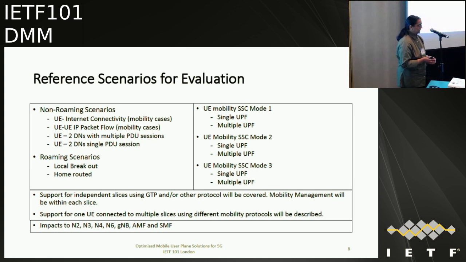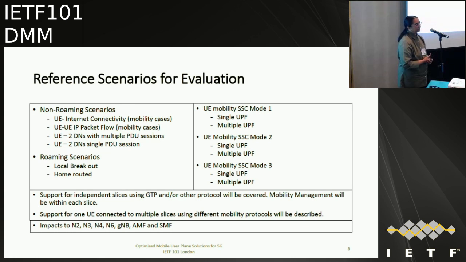Then the next set is related to the slices. Not all slices may be using the same mobility management mechanism. So the system has to support slices. Each slice could have a different mobility management mechanism, and we would like to see how the protocols behave in such scenarios. And we have one requirement that says if a UE is connected to multiple slices using different mobility protocols, we're hoping that we'll be able to address that as well. Then we wanted to see what the impacts to N2, N3, N4, N6 are. Around the N9, there are these other interfaces, and we would like to see what the impact on those other interfaces is. And then, is there any impact to the functions surrounding the UPF: gNode B, AMF, and SMF? We wanted to look at those as well.